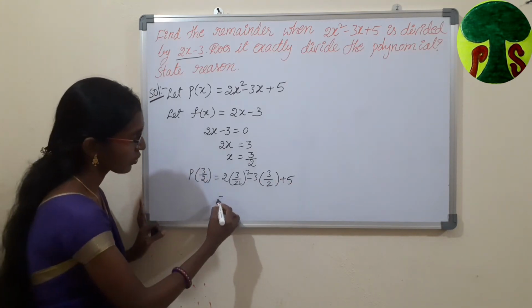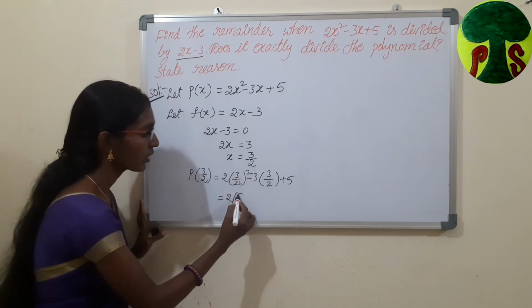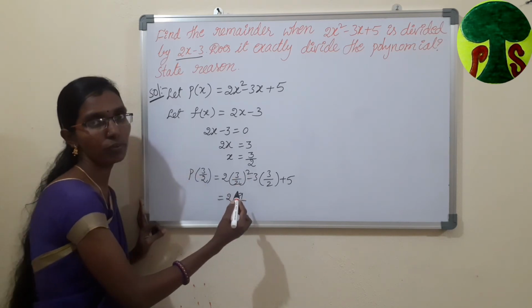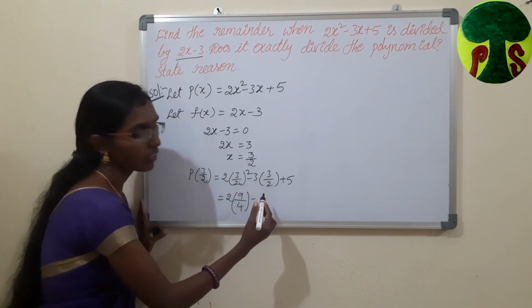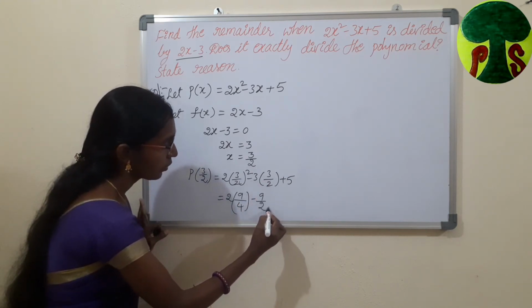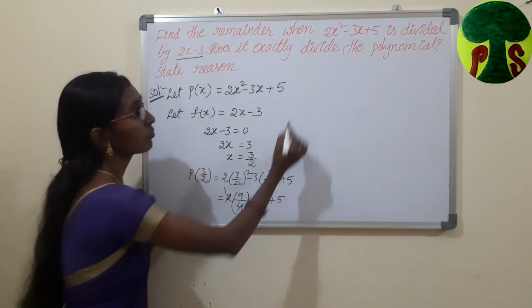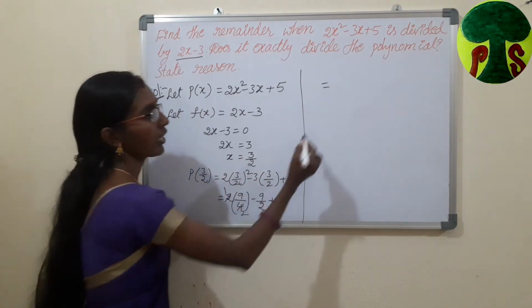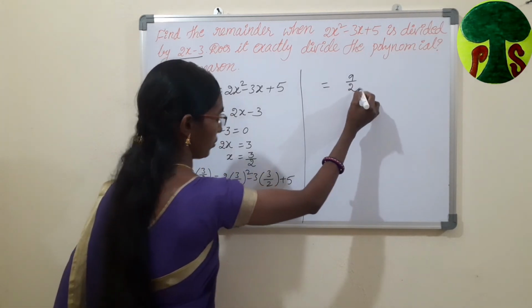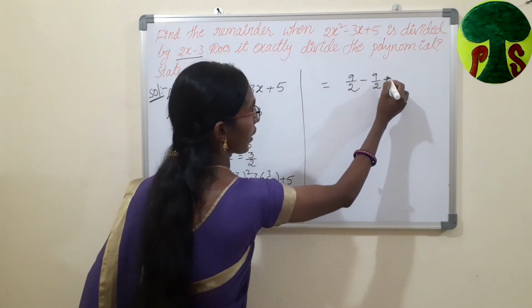That is equal to 2 into 3 square is how much? 9. 9 by 2 square is 4. Minus 3 into 3 is 9, 9 by 2 plus 5. 2 ones, 2 twos. Which is equal to 1 into 9 is 9, 9 by 2 minus 9 by 2 plus 5.